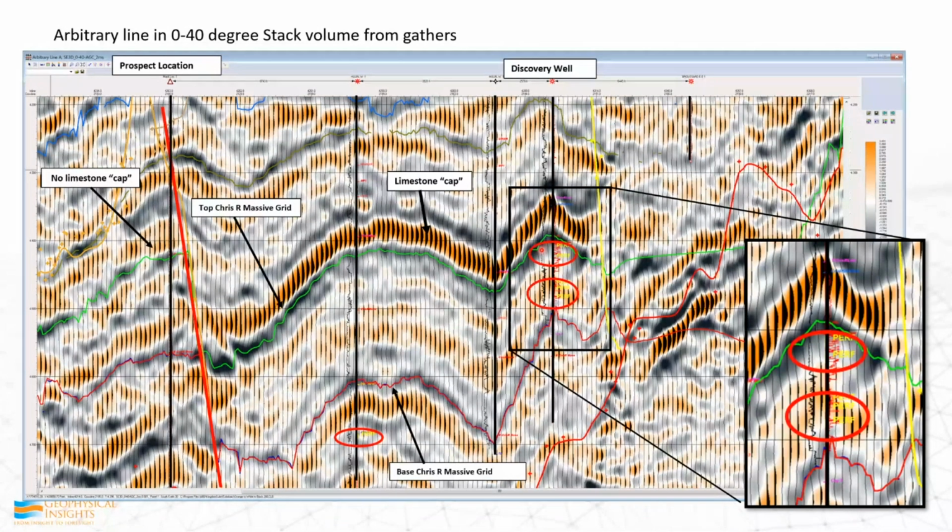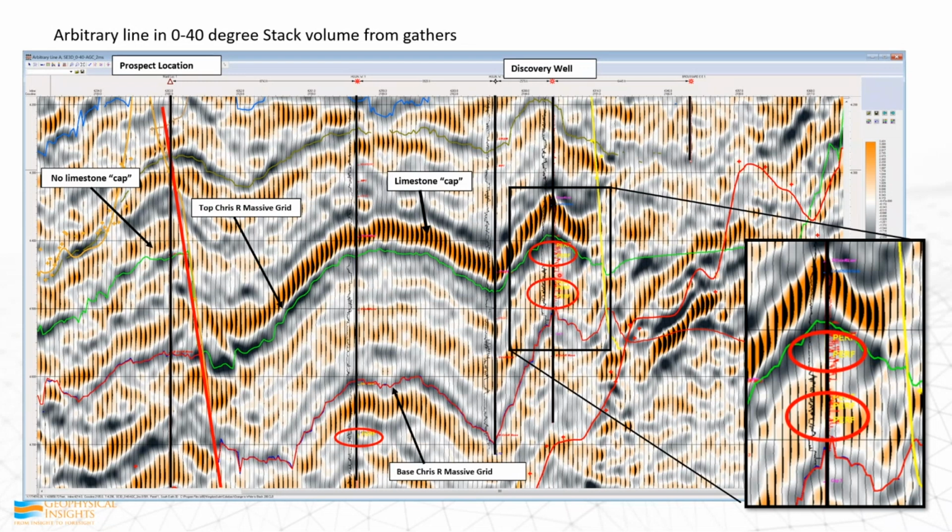Chris R massive sand. And I've done a blow up here so you can see the log curves a little bit better. But I've got a massive Chris R section, and then I've got some good Chris R sands down here below that they perforated. This well has made about 40 BCF and, gosh, 2 or 3 million barrels since it was drilled.